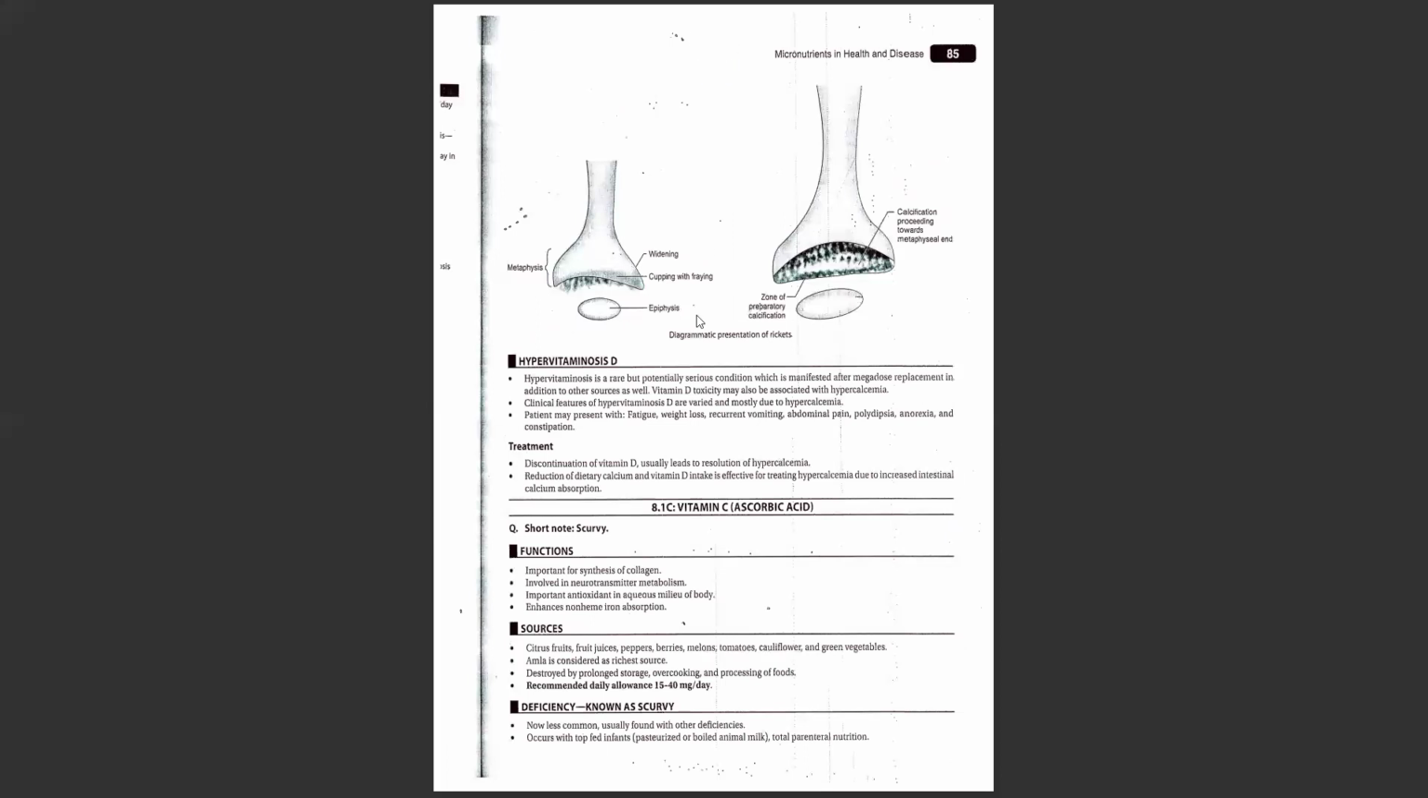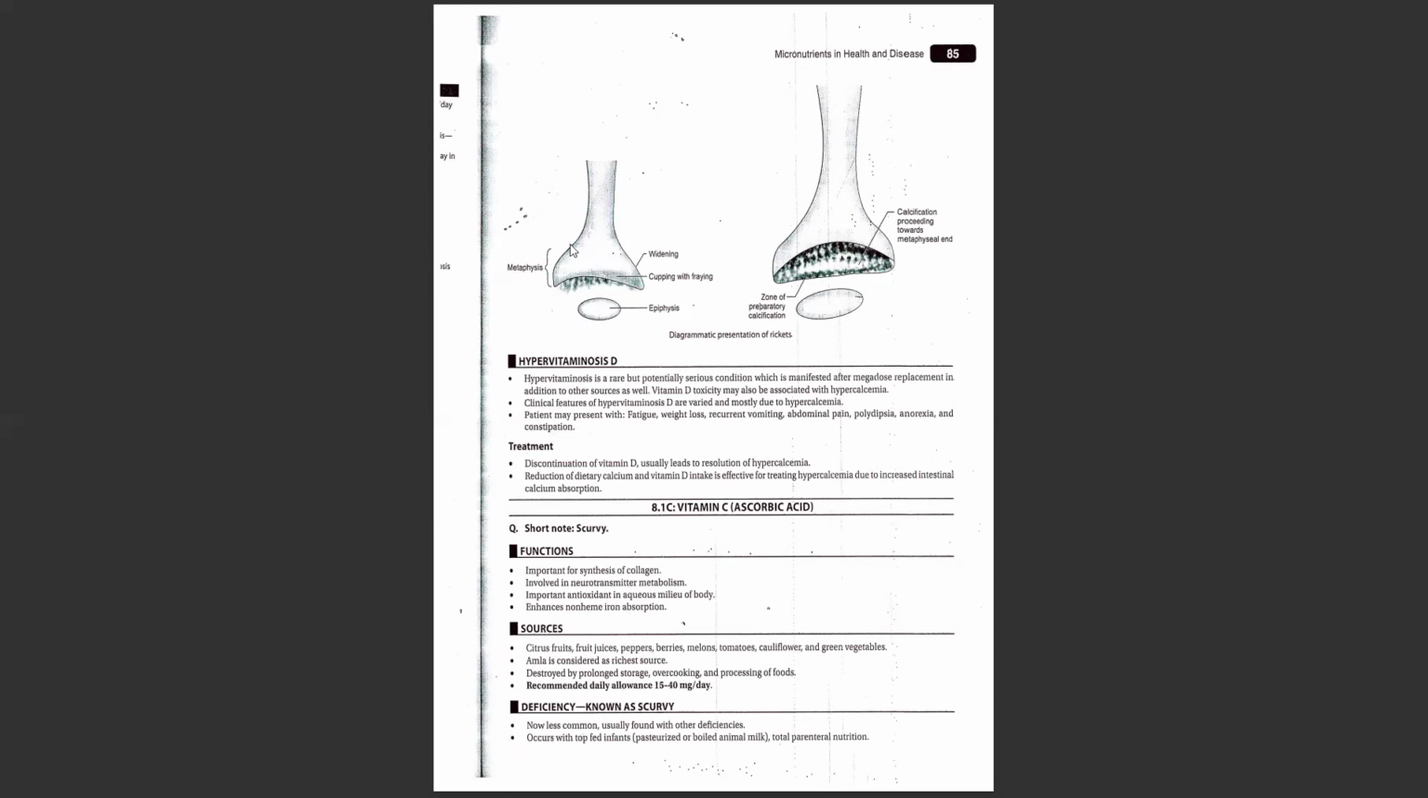So this is the diagram showing the diagrammatic representation of rickets. That is, there will be widening of the metaphysis because of the defective apoptosis of the chondrocytes because of the lack of phosphates in rickets. Usually there will be a provisional zone of calcification, and there will be a growth plate between the metaphysis and epiphysis.